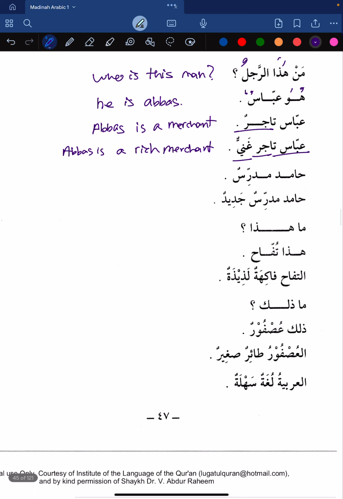Now, we have Hamid, a teacher. So, Hamid is a teacher. Is he any kind of teacher? No. Hamid is a new teacher. So, that's great. Okay. What is this? Whatever they're pointing at, what is this?